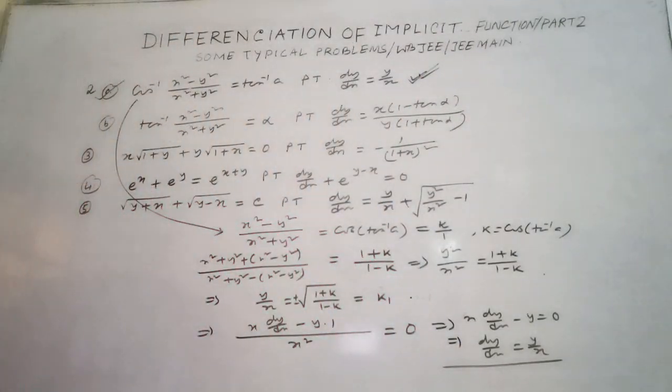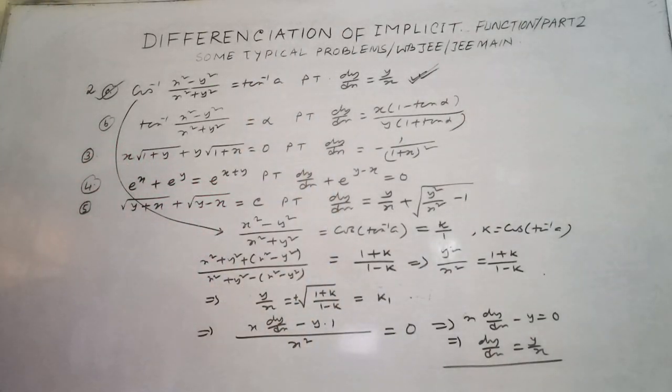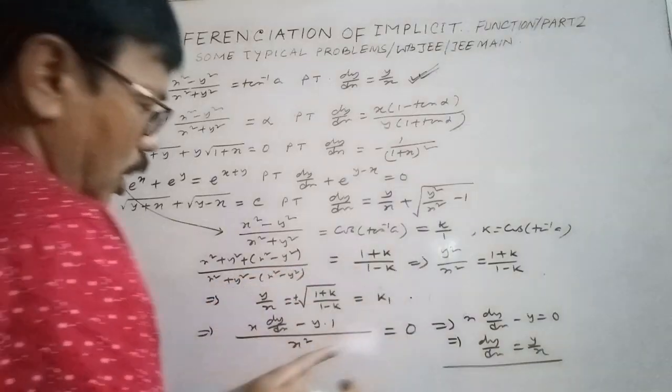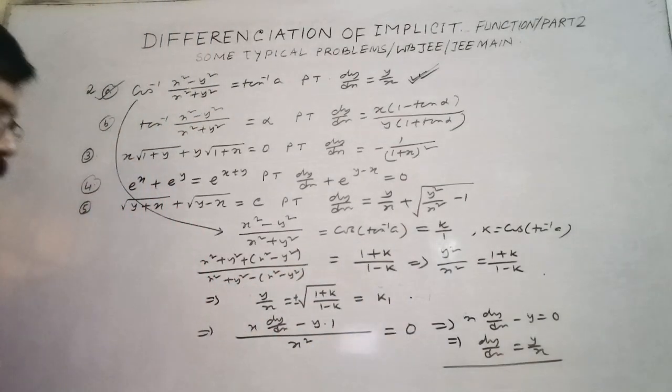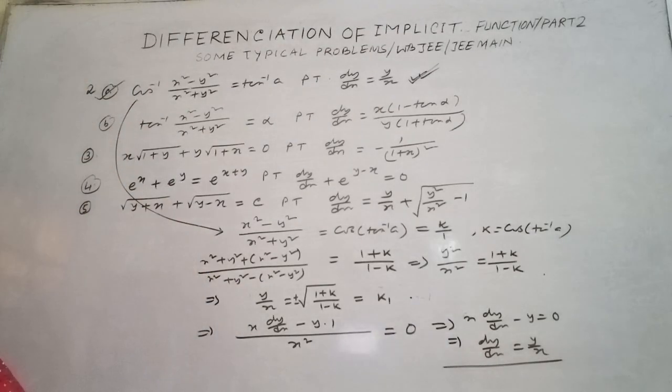So this should be noted. It is independent of the constant. That is why we are taking the derivative with respect to x, using the quotient rule.